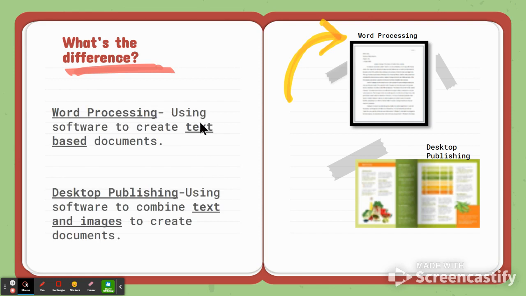So for word processing, it's going to be text-based documents, like a research paper. With desktop publishing, you're going to combine text and images to create documents. So we're talking about like flyers or brochures.